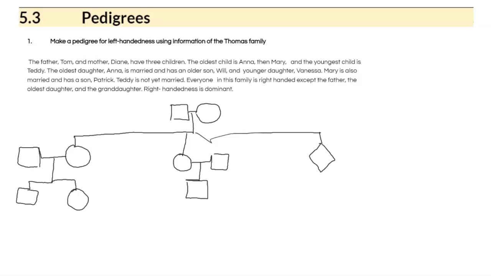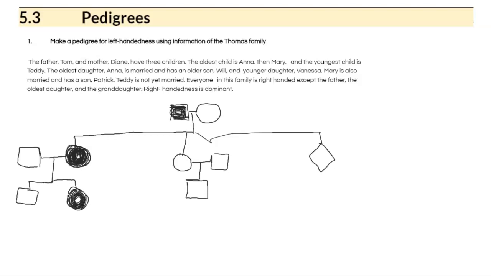Everyone in this family is right-handed, and right-handed is dominant, remember? It makes sense that the majority of people would be right-handed, except for the father. So I'm going to go ahead and fill in for the father, Tom. The oldest daughter, so here's my eldest daughter, Anna. And the granddaughter. So here's our granddaughter.